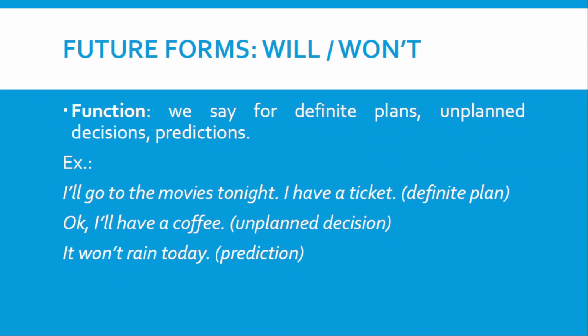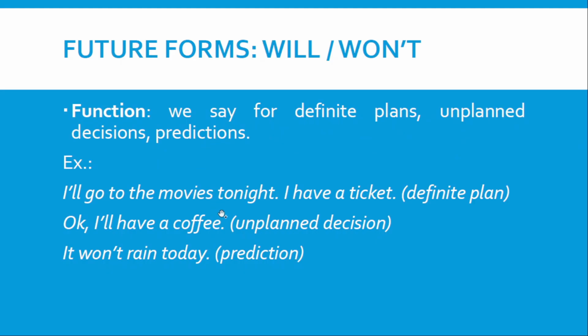Now, we discuss the future forms. For this modal verb, we say will, and the negative form we say won't in English. For this future form, we always say the main verb in the basic form. This is easy to comprehend for all the subjects in English. What's the function of this? We say will for definite plans, for unplanned decisions, or for predictions.